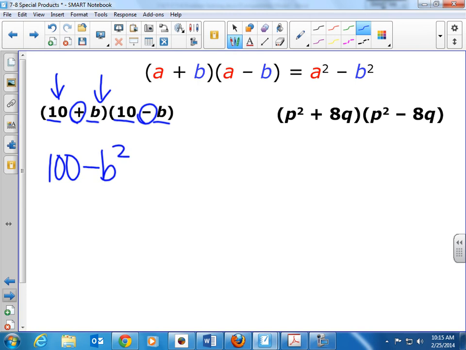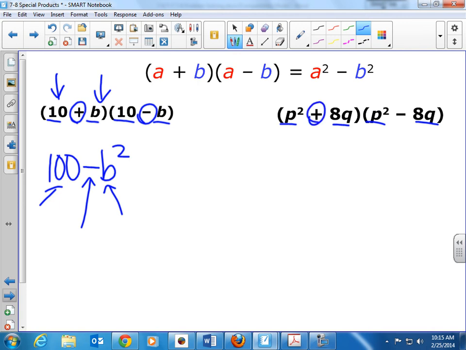This is what we call a difference of squares. A difference, because it's subtraction, of 2 perfect squares. Let's take a look at the next one. I have the same term in the a position. They're both p squareds. I have the same term in the last position, the b position, 8q's.